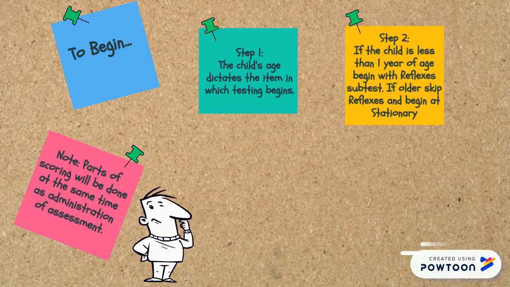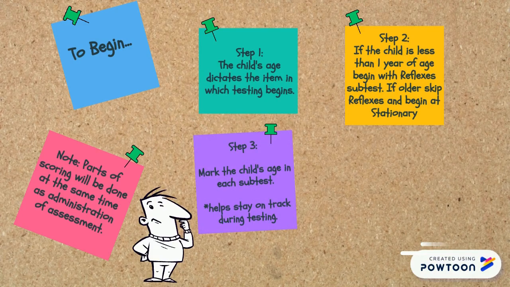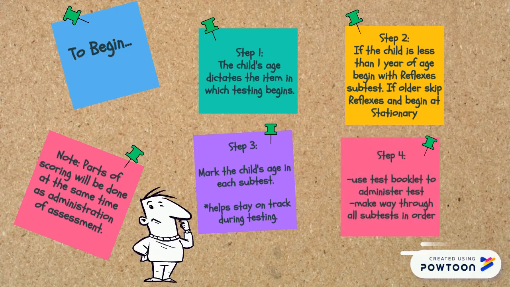Step 2. If the child is less than 1 year old, you can start at the reflexes subtest. If they are older, skip the reflexes and start at the stationary subtest. Step 3. Mark the child's age in each subtest before you begin. This will help you stay on track and save time when you administer the test. Step 4. Use the test booklet to administer the test and say exactly what the booklet tells you to say. Go through all the subtests in order and do not skip around.